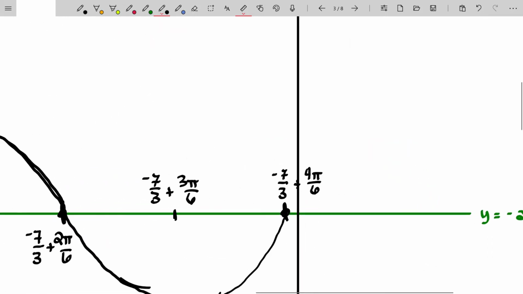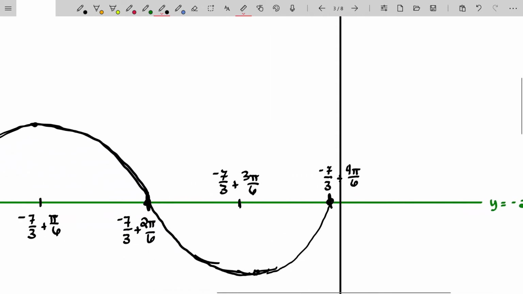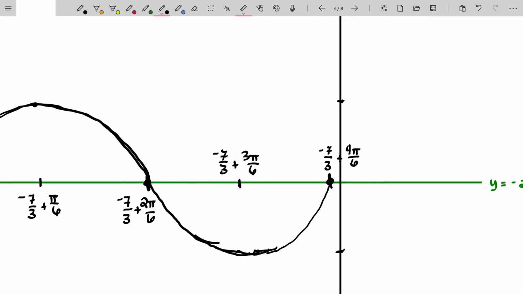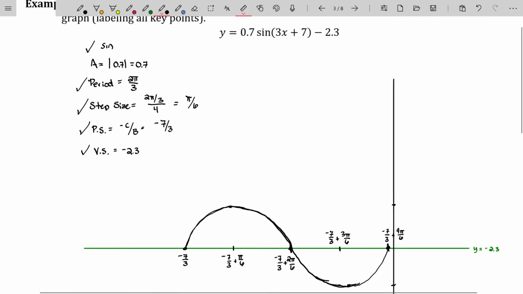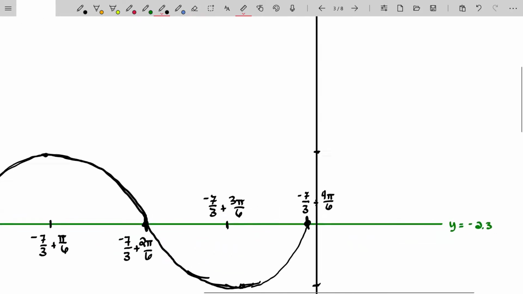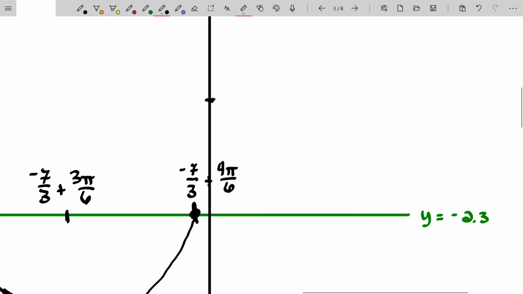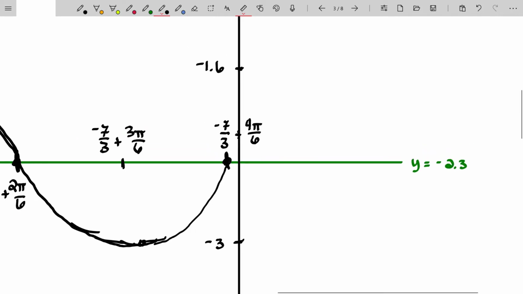We know the height of the midline is -2.3. But now we need to know where do the maximums occur as far as y values and where do the minimums occur as far as y values. Well, that's with the amplitude. You're going to add and subtract 0.7 from the y value of -2.3. If you add 0.7, you'll be at -1.6. If you subtract 0.7, you'll be at -3.